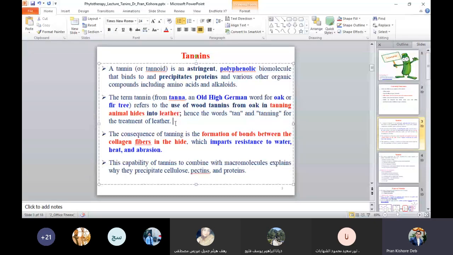So when they remove the animal hides, they use this wood to do the tanning so that it gets converted into leather. The consequence of tannin is the formation of bonds between the collagen fibers inside the hide, which imparts resistance to water, heat and abrasion. That's why after they convert the animal hide into leather, you will see leather is very resistant to water, heat and abrasion. I hope all of you know what animal hide is, right?